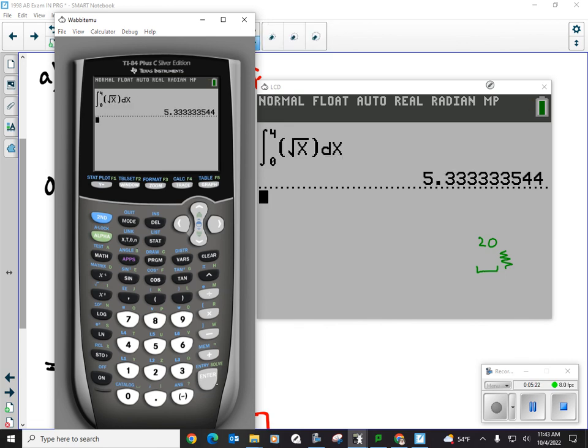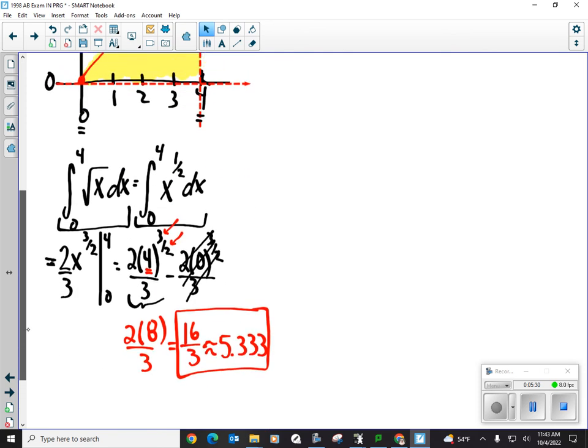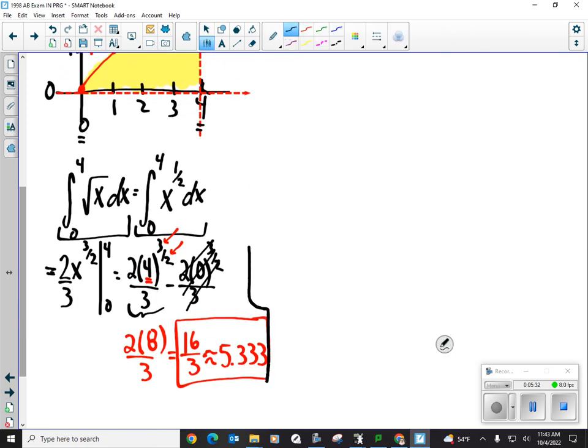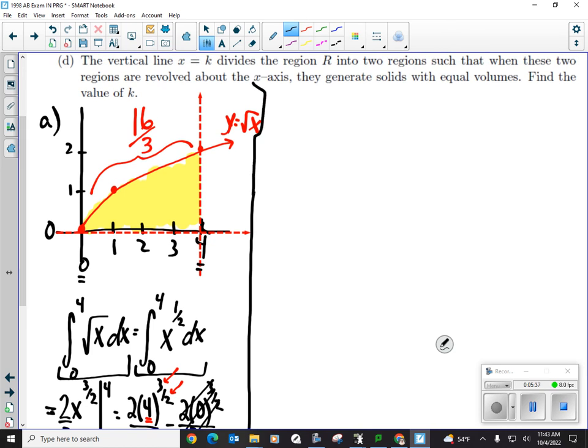And there it is, 5.333. All right, good to go. 1 is done, or 1a, I should say, is done. So let's bring this up here, and we're now going to do B.